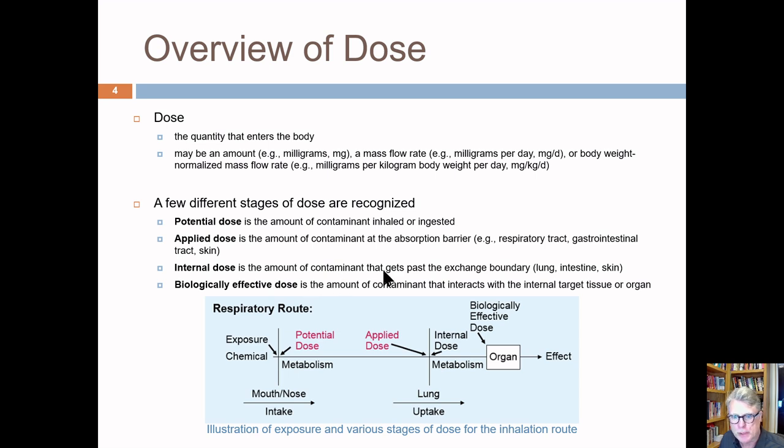Internal dose is the amount of contaminant that gets past the exchange boundary, so it's been absorbed. And the biologically effective dose is the amount that interacts with the target tissues inside the body. That has to do with distribution within the body, metabolism within the body, and elimination pathways in the body, and we'll talk about that in the context of compartment models later in the term.